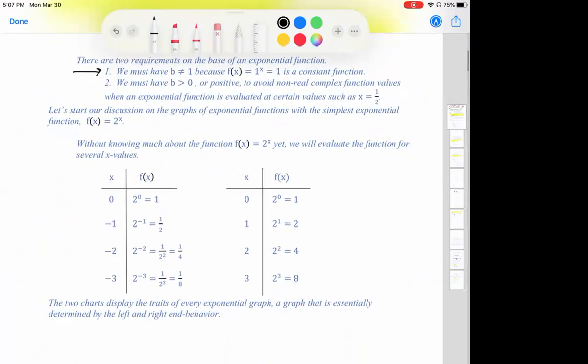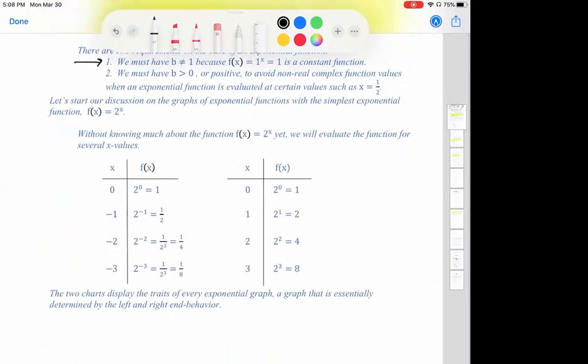All right. So let's continue with an example. That first example. Let's start a discussion with the graph of the simplest exponential function, f of x is equal to 2 to the x.